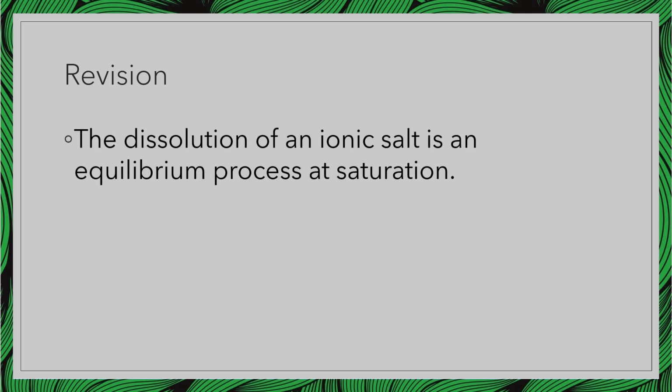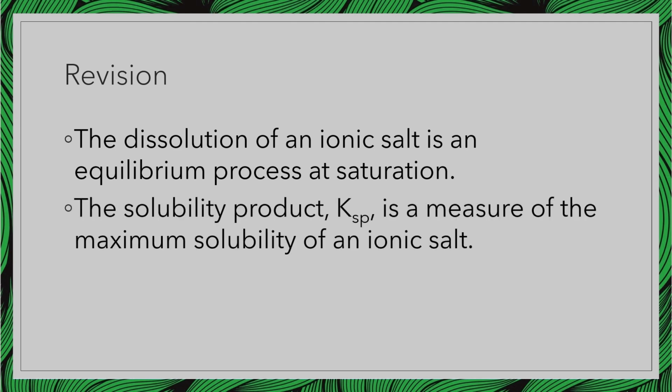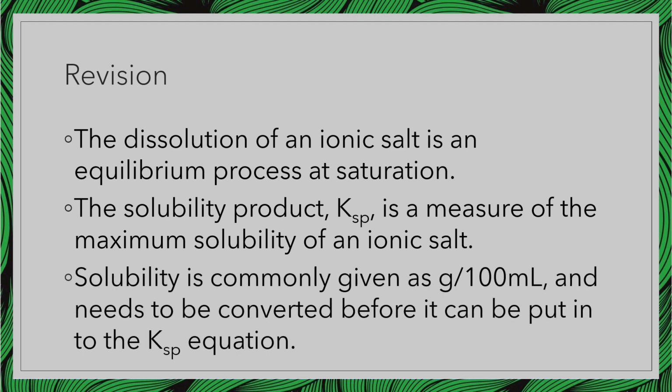So, the dissolution of an ionic salt is an equilibrium process at saturation. So when no more will dissolve, we get a dynamic equilibrium established, where some dissolves and some goes back into solid. The solubility product, KSP, is a measure of the maximum solubility of an ionic salt. And solubility is commonly given as grams per 100 mL and needs to be converted before it can be put into the KSP equation. So remember, KSP is just like our normal K equations. We use concentration in moles per liter. And so we have to convert grams per 100 mL to moles per liter before we can put it into the equation.